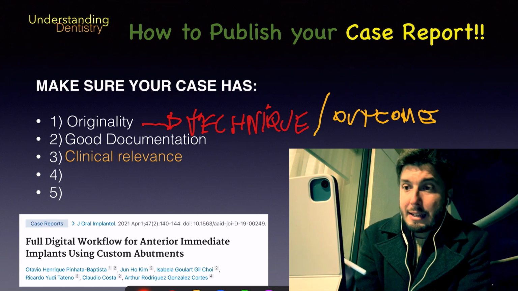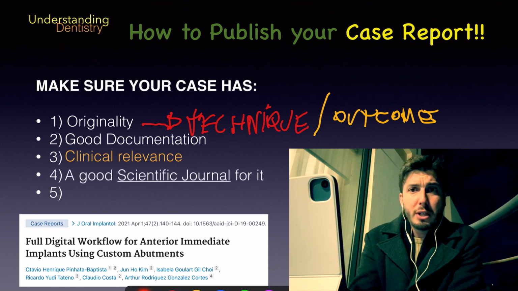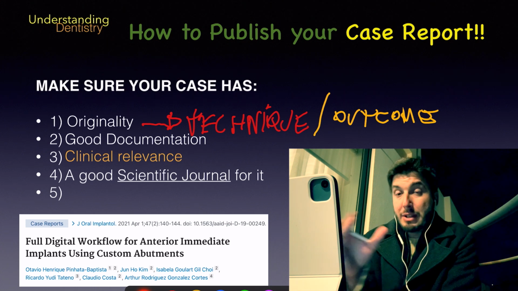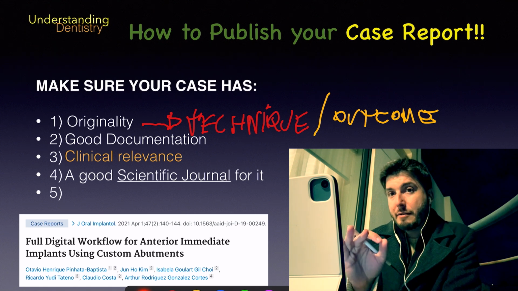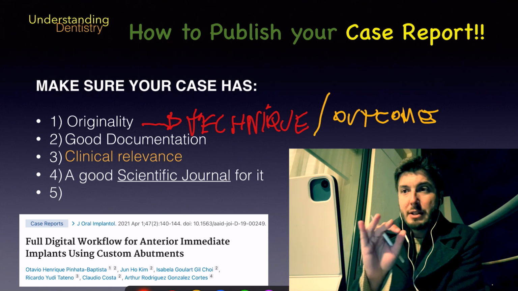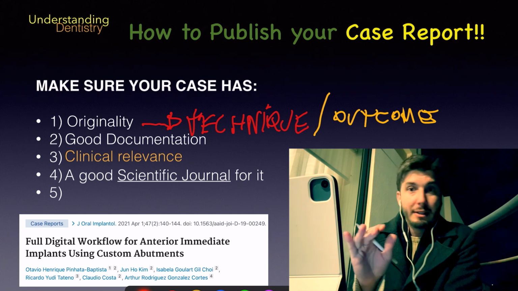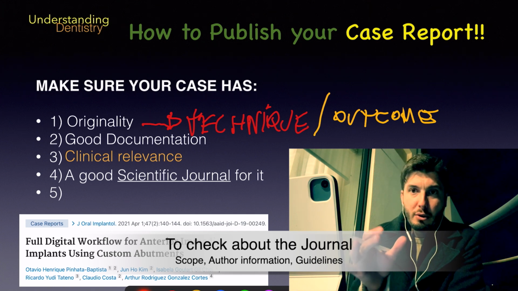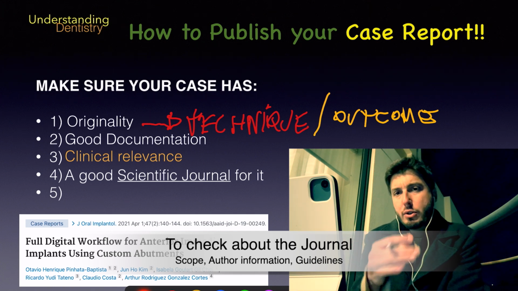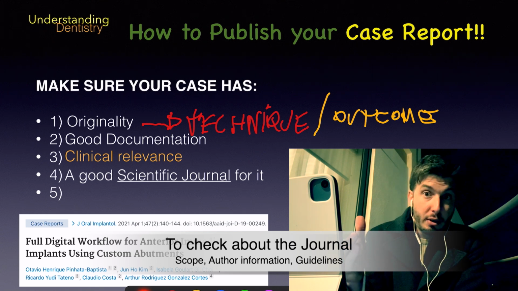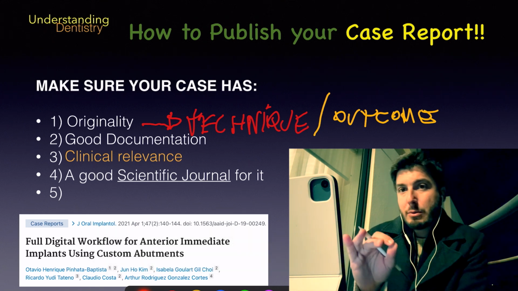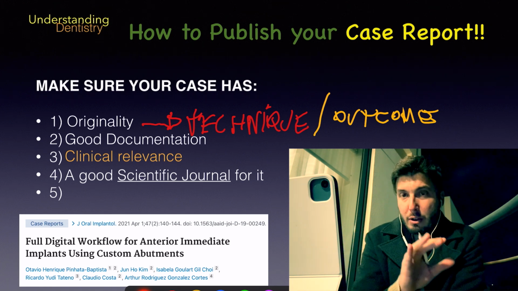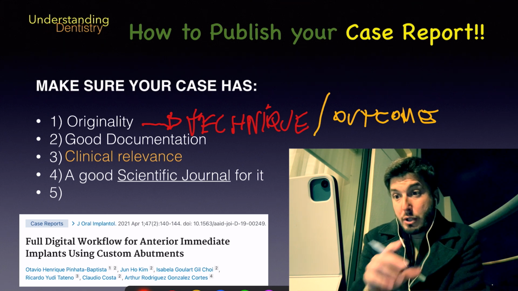Let's see number 4. We need to choose a good scientific journal for it. Which is the best journal? You need to learn that scientific journals have different purposes, different scopes. If your case is about dental implants, for example, but involving aesthetics, then you can choose a journal dedicated to aesthetic dentistry or a journal dedicated to implant dentistry. How to make sure? You go to the website of the journal and check its scope. It's always one of the links on the website of the journal.